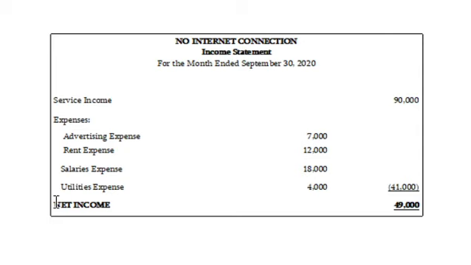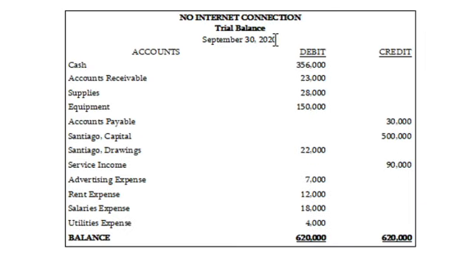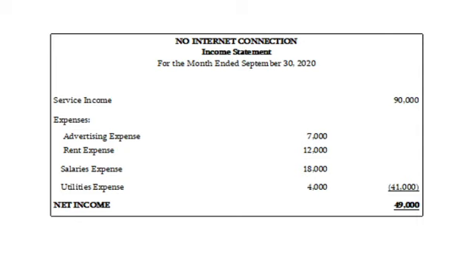Kung mapapansin natin dito, yung kanina sa trial balance natin, ang nakalagay lang diretso yung date, September 30. Pero pagdating dito sa income statement natin, kakaroon tayo ng addition dito sa ating date. So, kapag income statement, that is yung statement natin for that specific period. So, ang nakalagay dito for the month ended September 30.